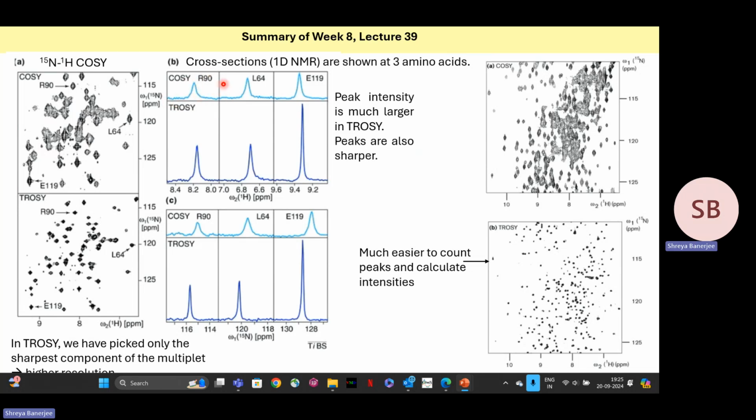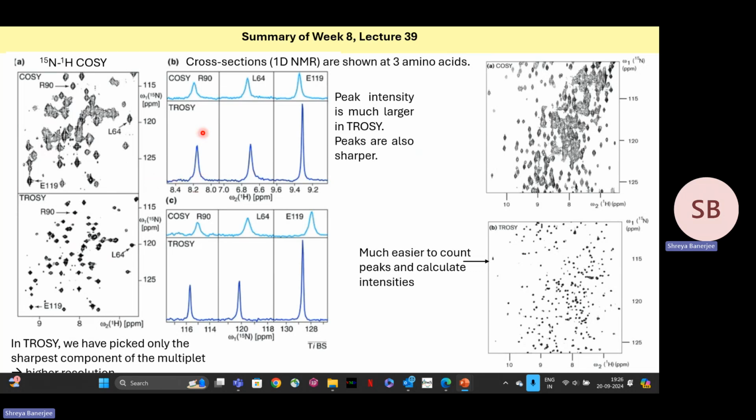Here 3 particular amino acids are shown. Intensity is also low. When you are doing TROSY, you're only choosing the sharpest. Each peak will have 4 components in the fine structure. You are only choosing that component which is the sharpest. And so in TROSY, you can see the peak is much better resolved. So now you can easily assign the protein.